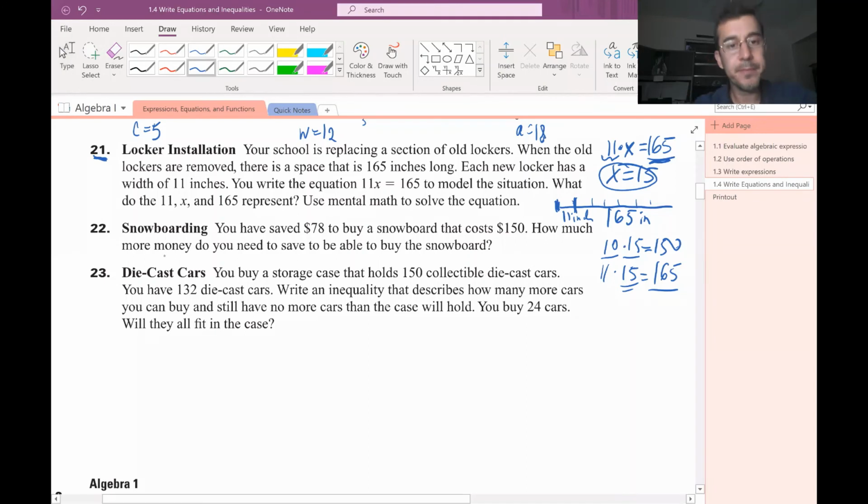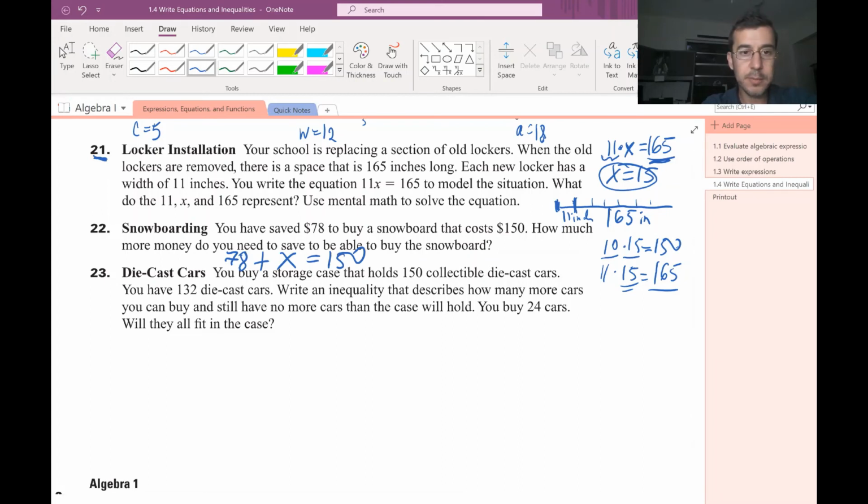22, snowboarding. You have saved $78 to buy a snowboard that costs $150. How much more money do you need to save to be able to buy the snowboard? So 78 you've already saved, plus how much more you need to save to be able to buy the snowboard. So that's the equality. And then we just solve for x. So x would be 150 minus 78, or that is $72. That's the answer for 22.